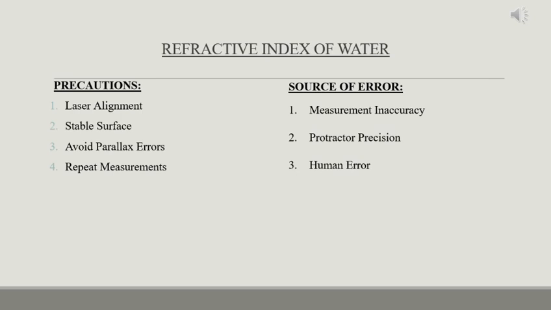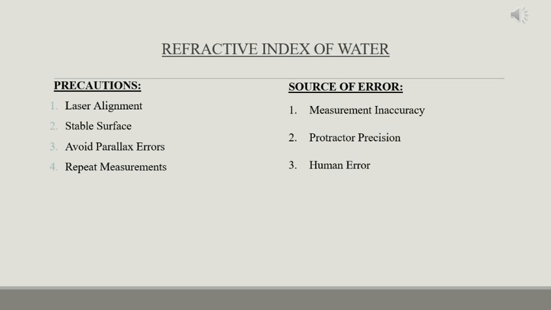the measurements. Avoid parallax error. Make sure the observer's eyes are level with the marks being made on the paper to avoid any parallax error in the angle measurement. Repeat measurements. Conduct multiple trials for each angle of incidence to ensure consistency and reliability of data.